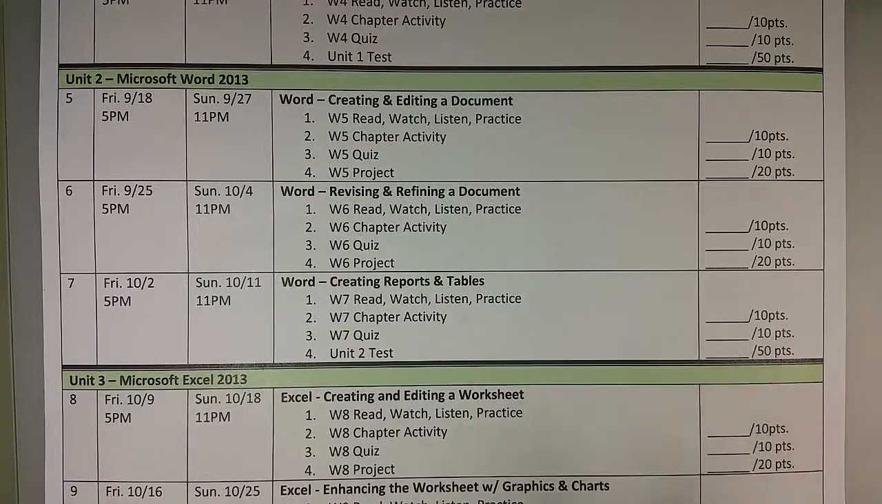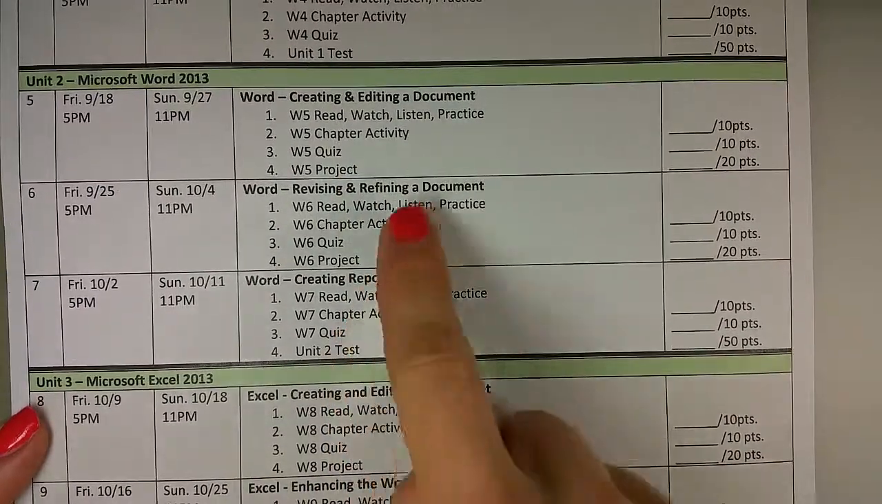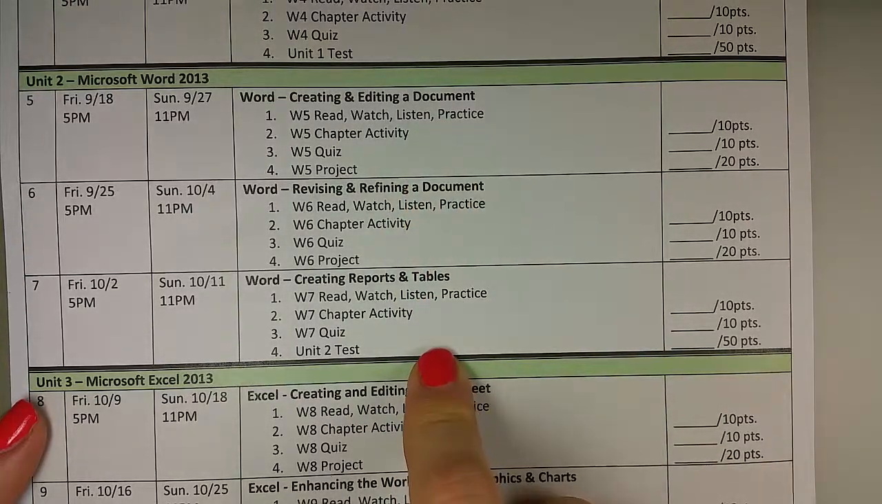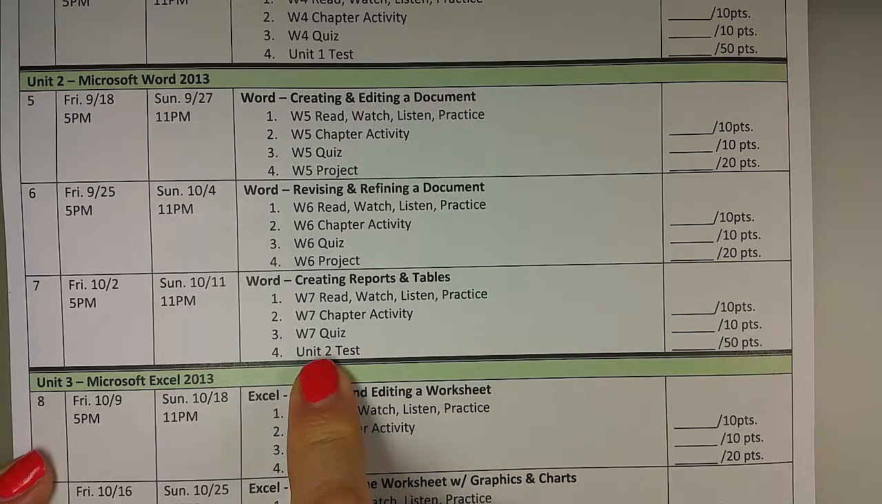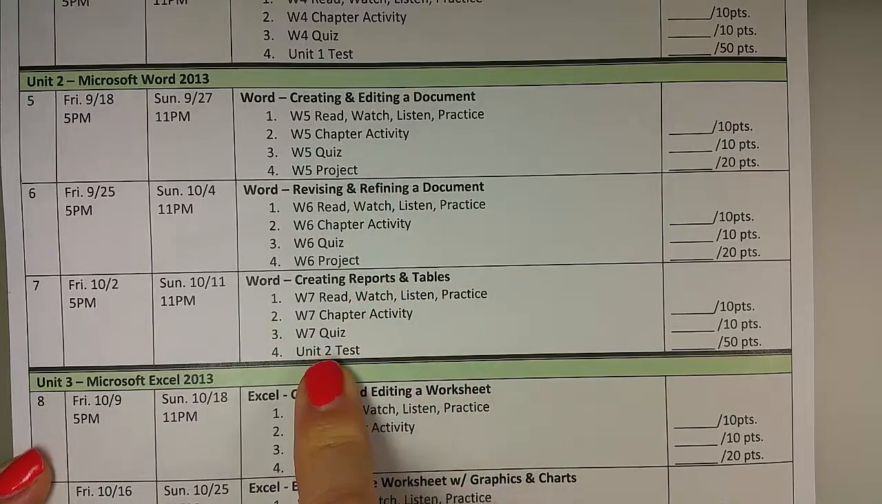So back to Unit 2, Microsoft Word, we'll be covering that for 3 weeks, as you can see here. The first week we'll be creating and editing documents, then revising and refining documents, and then creating reports and tables in the 3rd week. Notice again that the activities are broken down here by week, and that we'll be ending the unit with the Unit 2 tests.